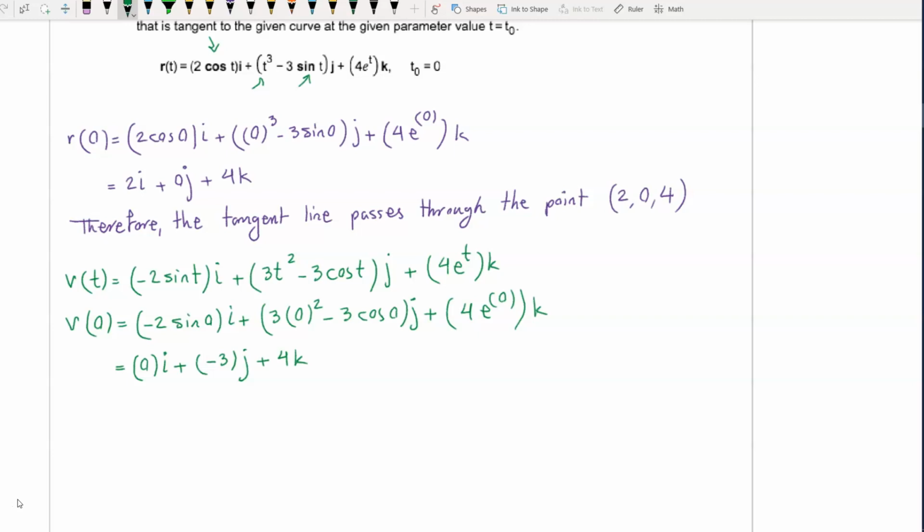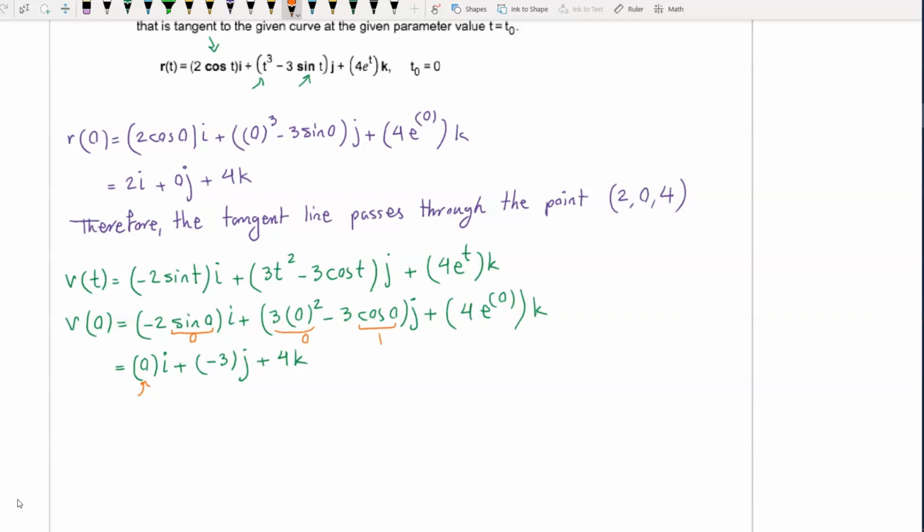So this is equal to, then simplifying what we have here, sine 0 is 0. So this part here is 0. We have negative 2 times 0, it is 0. Then this part is 0. Here we have cosine 0, it is 1.